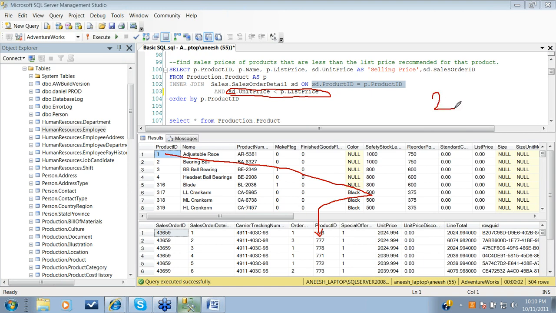Am I correct? Are you with me so far? Yes. Yes. So that is how it works.